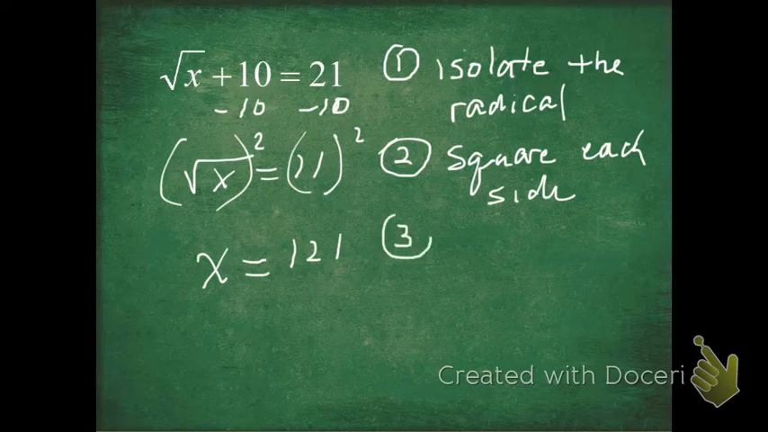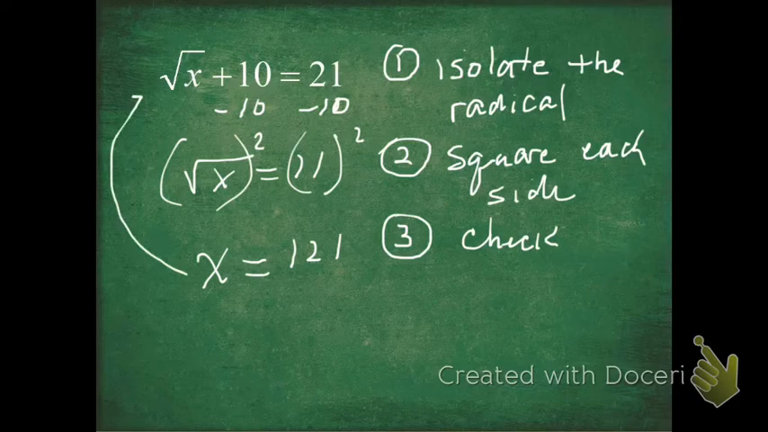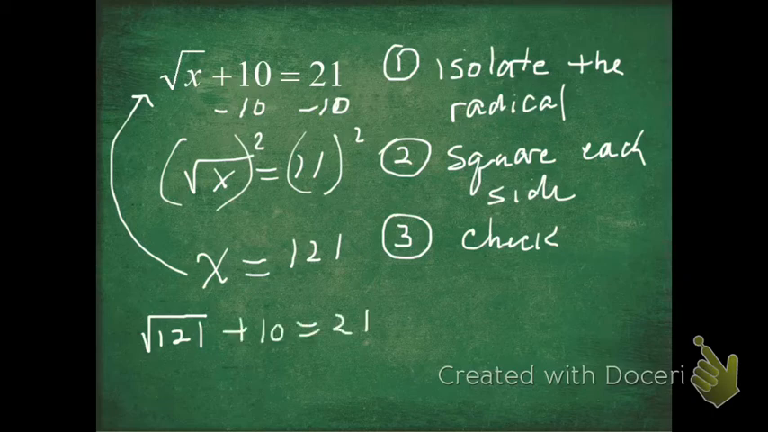The third step. Now, because we're doing all this squaring, you've got to check your answers, because sometimes you'll get answers that don't really work. Those are called extraneous solutions. So you go back to your original equation, and you ask yourself, when I plug in the value for x, I'm plugging in 121, the square root of that, plus 10, do I get the answer of 21? Well, the square root of 121 is 11, plus 10 is equal to 21, so it does work. You've got to check it, though, every time. Every once in a while, you'll get an extraneous solution.